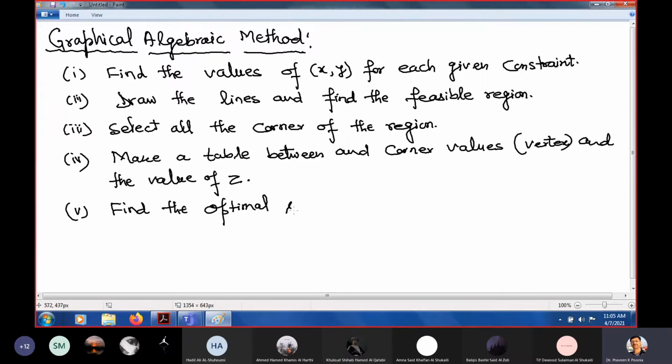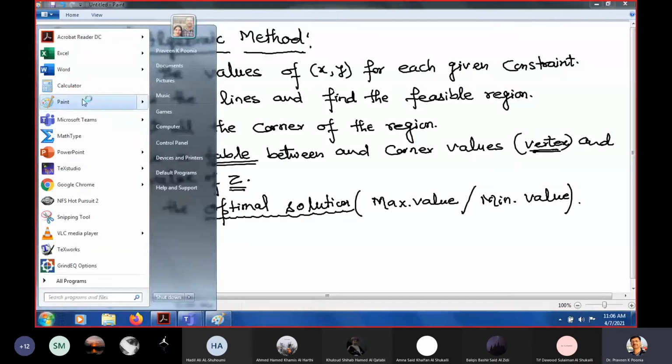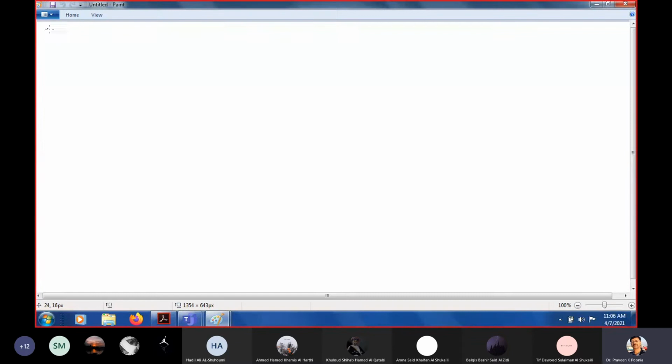What is optimal solution? Optimal means if they ask you maximum value, then you need to find the maximum value, or if they ask you minimum value, you need to find the minimum value. This is the optimal solution. So to find the optimal solution, we need to make a table between the vertex values, meaning corner values, and the values of z. And then we will search whether the value of z is the minimum or maximum. Clear?